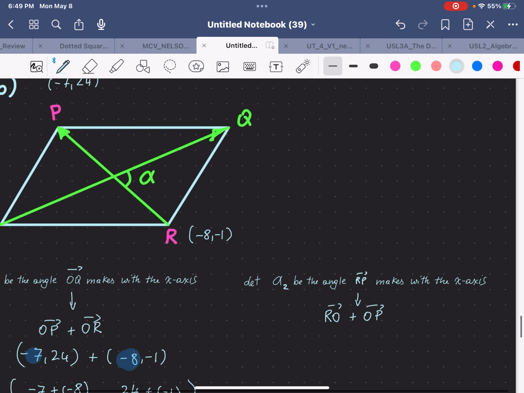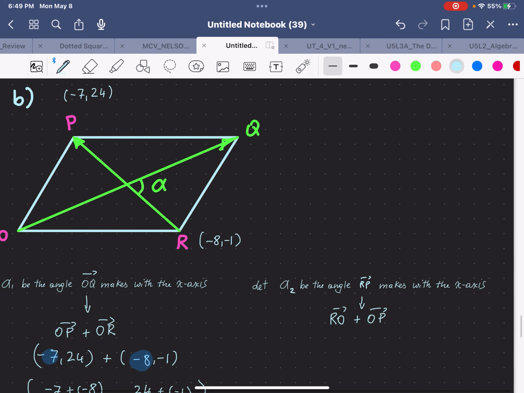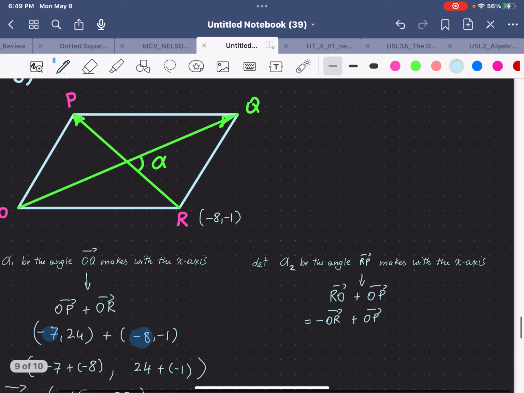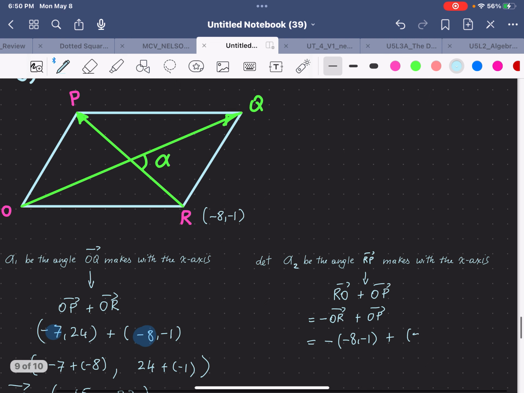Now, I know the coordinates of OP, but not exactly for RO. But isn't RO the opposite of OR? So we can write it as -OR plus OP. So that means we have negative for OR. We have -8, -1. So we're taking the opposite of it. And for OP, we have the good old -7, 24.